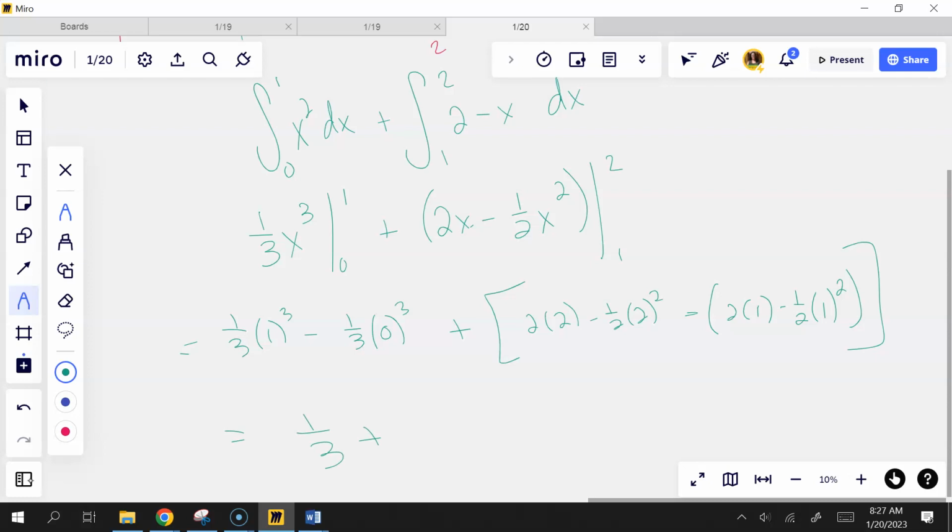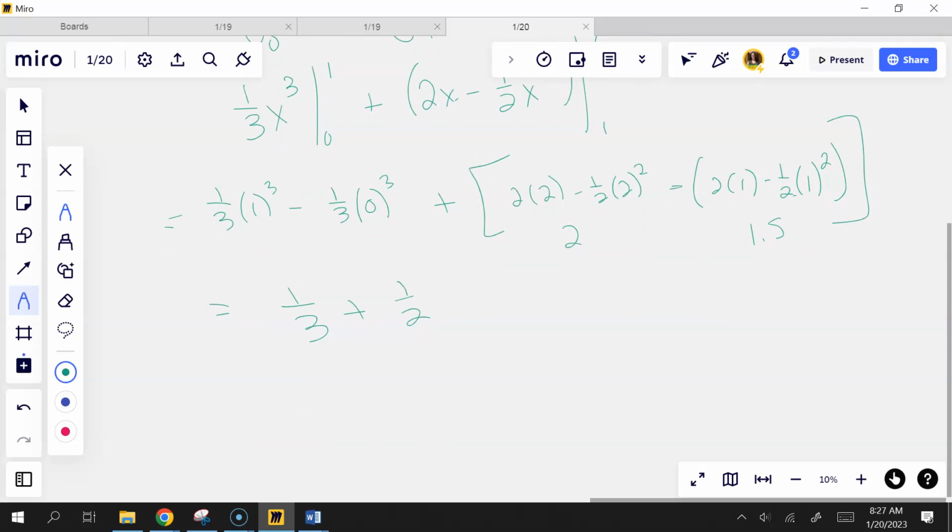1/3 plus 4 minus 2 would be 2. 2 minus 1/2 would be 1.5. So 1/2, so plus 1/2. All right. So that would be 2/6 plus 3/6, which would be 5/6. You good? What else?